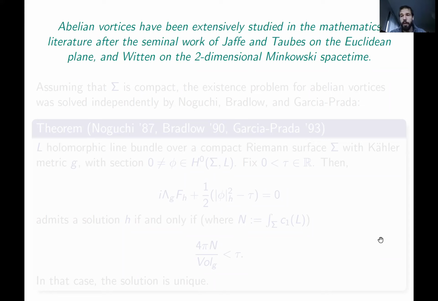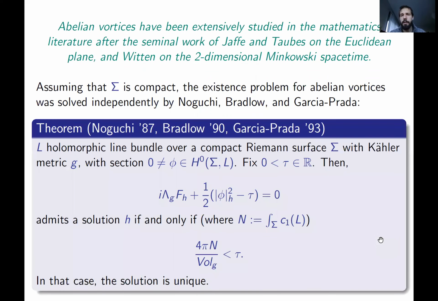If we assume that the Riemann surface is compact, then the existence problem for abelian vortices was solved by Noguchi, Bradlow, and Garcia-Prada independently with different methods. The main existence result states as follows. Let L be a holomorphic line bundle over a compact Riemann surface Sigma with fixed Kähler metric G, and fix a holomorphic section on the line bundle. We fix also this parameter tau. Then the abelian vortex equations admit a solution H if and only if there is the following bound on the parameter tau with respect to the degree of the line bundle, which is n, and the volume of the metric. And in that case, the solution is unique.